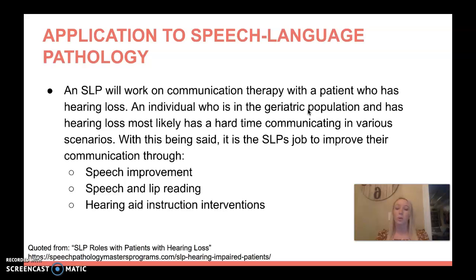An SLP will work on communication therapy with a patient who has hearing loss. An individual who is in the geriatric population and has hearing loss most likely has a hard time communicating in various scenarios. With this being said, it is the SLP's job to improve their communication through, first of all, speech improvement, then speech and lip reading would be something else they would work on in therapy, and then lastly, hearing aid instruction interventions.